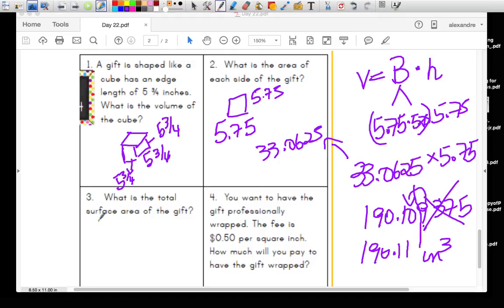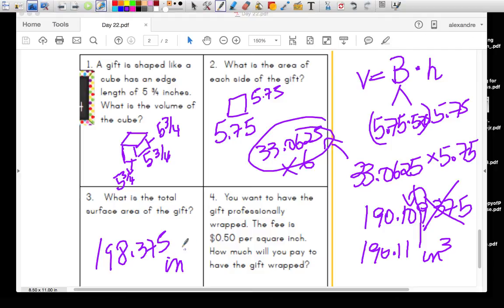What is the total surface area? Well, this one is easy because every side is a square, so I take this measurement and multiply it by 6. So it's 33.0625 times 6, because every side is a square, and we get a surface area of 198.375 inches squared. Okay.